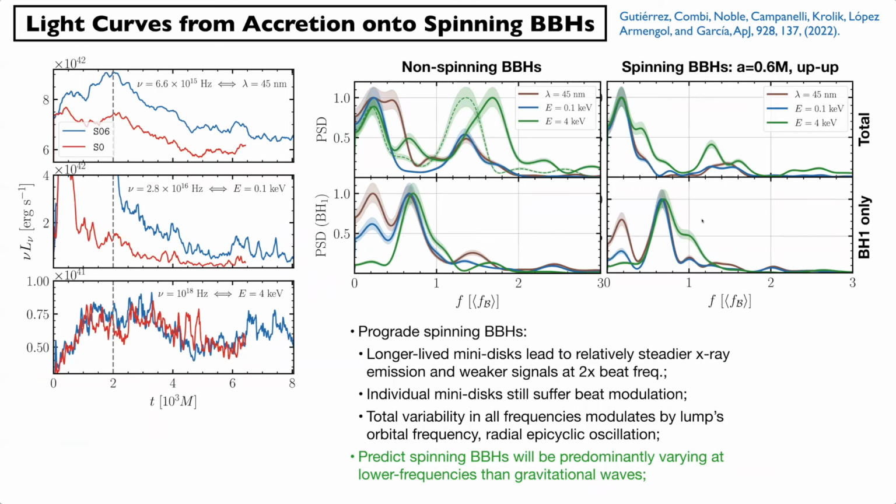There are significant variability differences too. I won't go too far into this, but we see that both spinning and non-spinning black holes show variability on the lump timescales. The non-spinning one has more variability at the beat frequency between the lump and the binary orbit, so at a higher frequency than the binary orbital frequency. But with spins, there's less, because there's less variability in the mini disk accretion, since they're more persistent.